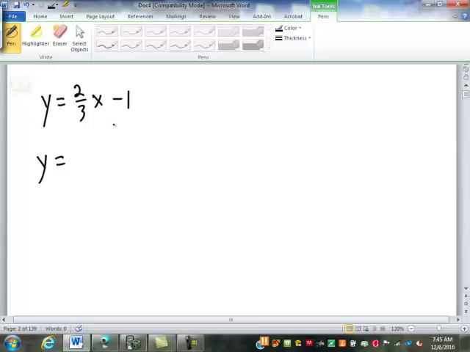Y equals 2/3 x minus 1, and y equals -1/2 x plus, yeah, it's going to be 6, plus 6. I'm going to graph both of those quick.